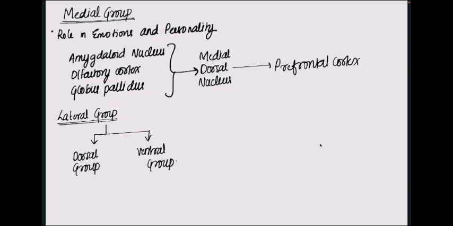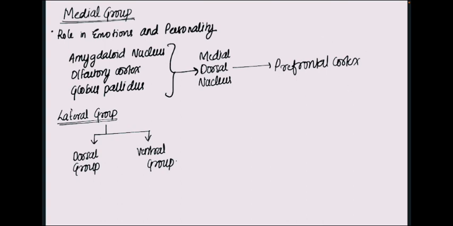The medial group. It has a role in emotions and personality. The afferents to the medial dorsal nucleus comes from three structures. They are the amygdaloid nucleus, the olfactory cortex, and the globus pallidus. The efferents from the medial dorsal nucleus goes to the prefrontal cortex. The prefrontal cortex is the part of the brain that is concerned with emotion and personality.